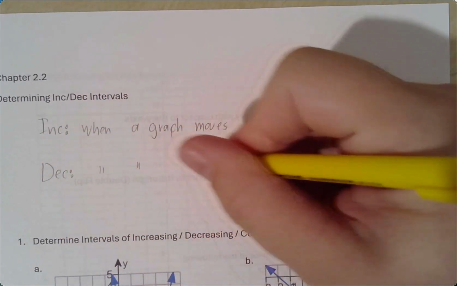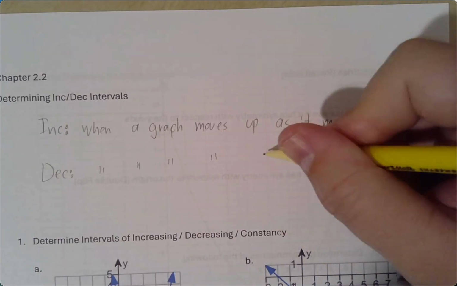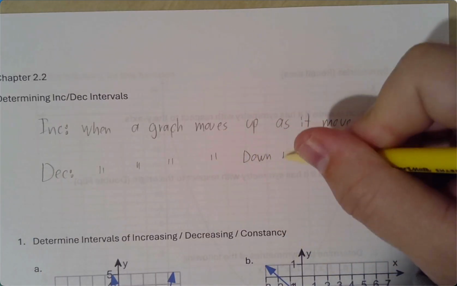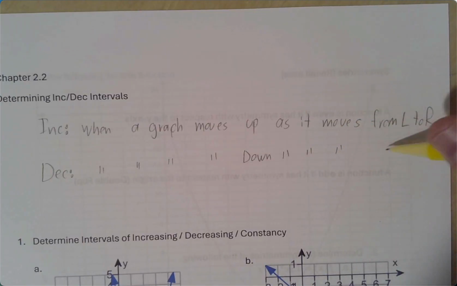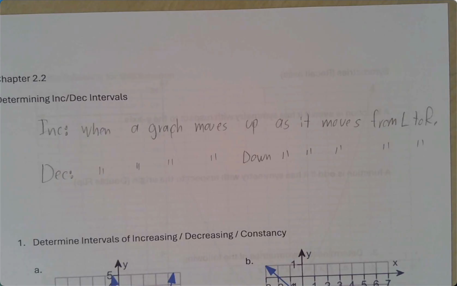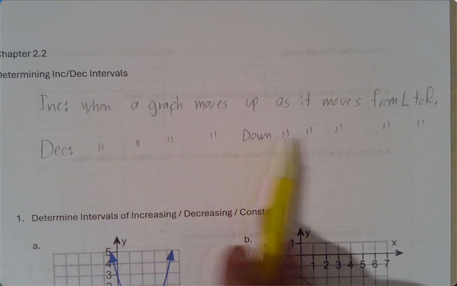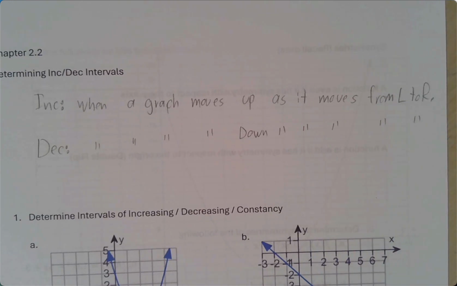Maybe you've seen this in some other classes, but this literally is just a very shorthand way of saying repeat all the same words, but just change the word to down. So in other words, decreasing is when a graph moves down as it moves from left to right. And guess what? That does mean it is possible to not increase or decrease.